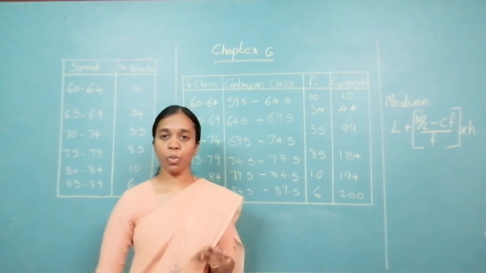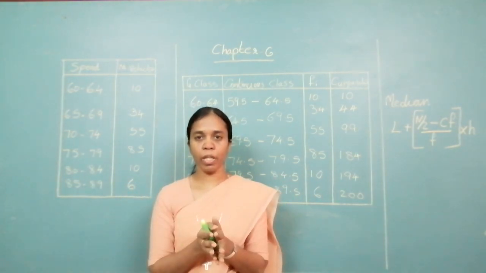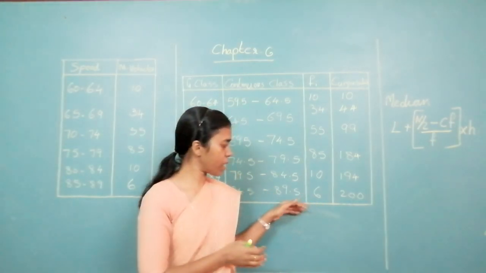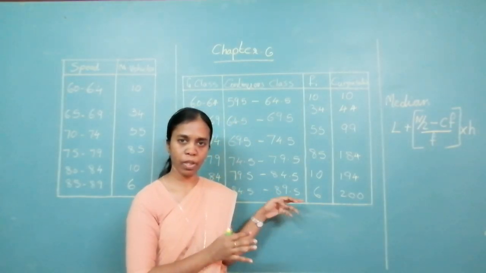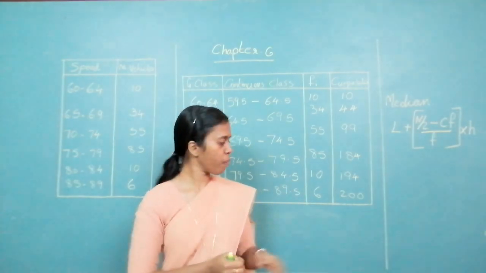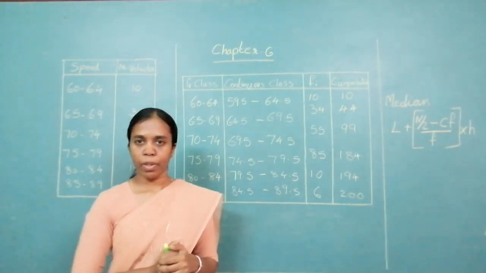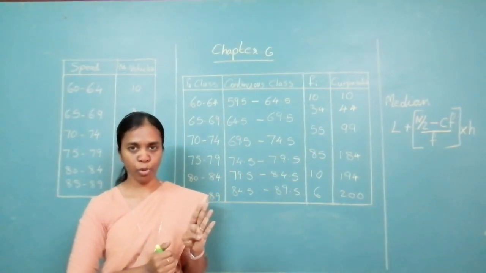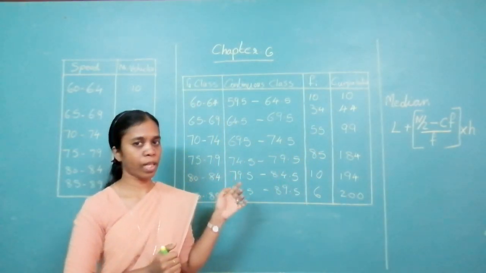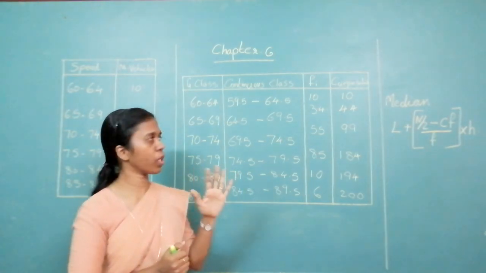Suppose you have understood the meaning of cumulative frequency. Cumulative means together, less than type, less than the upper limit given. How many are less than that particular upper limit. Okay. So this is how we prepare the table. How many columns? 4, if the class interval is not continuous. If it is continuous, there will be only 3 columns.